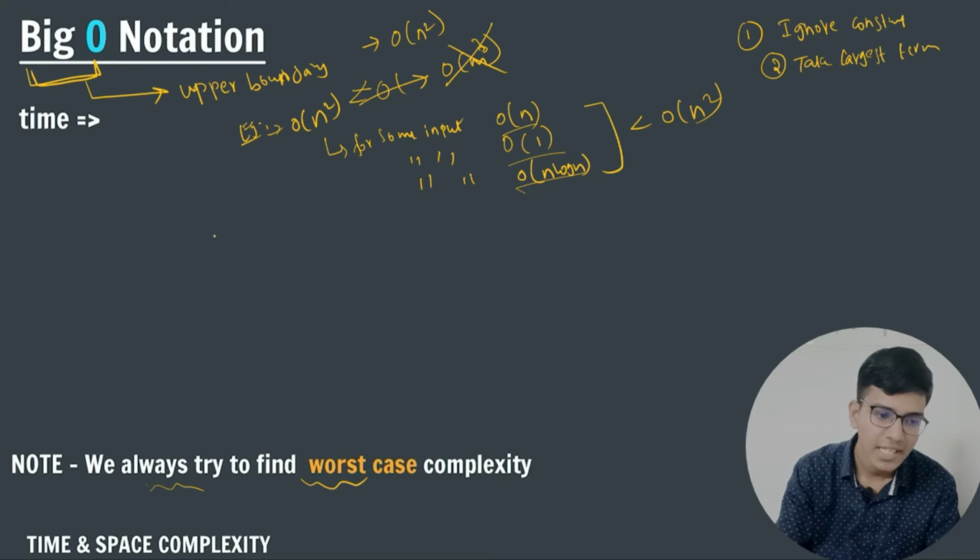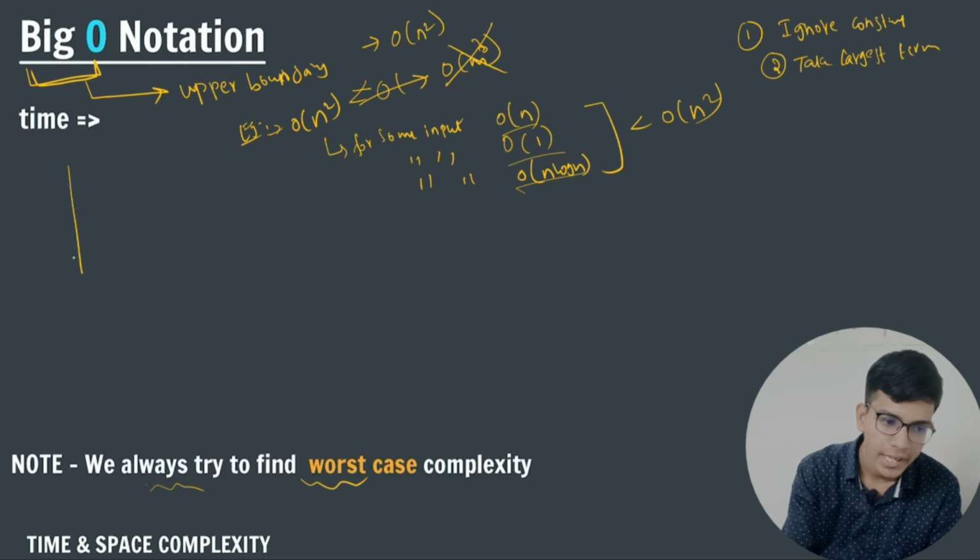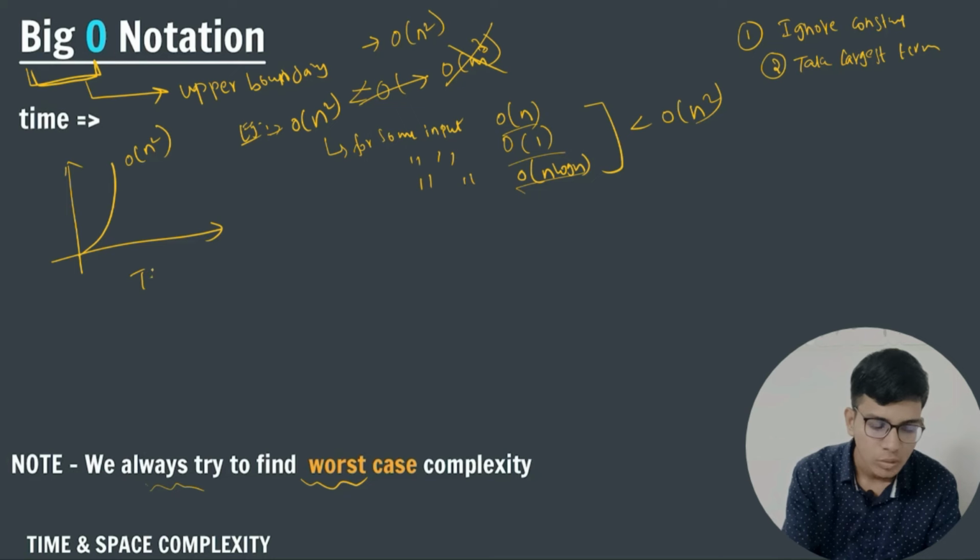So let us take a condition that our given code is taking big O of n square time as its time complexity. So can I write that my time is equal to, this is the time and this is my input, right? From the graph, can I write the equation for big O of n square? This will give me a quadratic equation, a n square plus b n plus c, right?